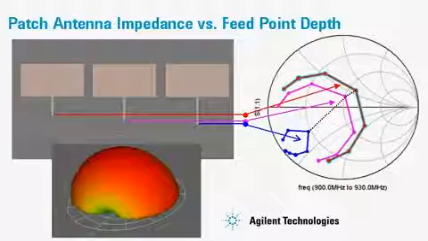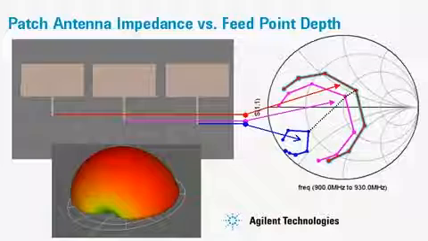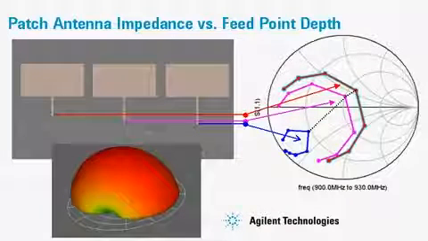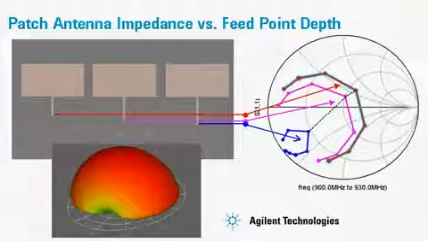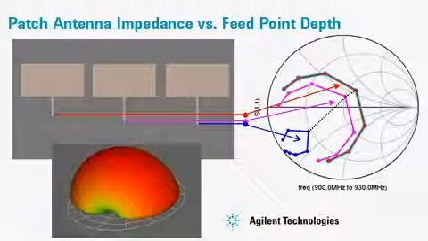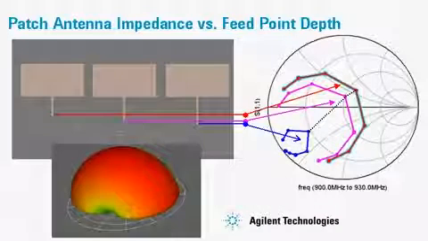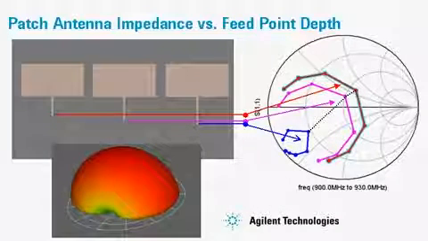The parameter DS1 is the depth of the feed line into the patch. By varying DS1, we can control the input impedance of the antenna without significantly changing the center frequency. And, since we are using the Advanced Model Composer, we don't need to run additional electromagnetic simulations.